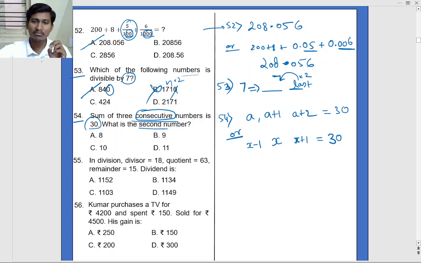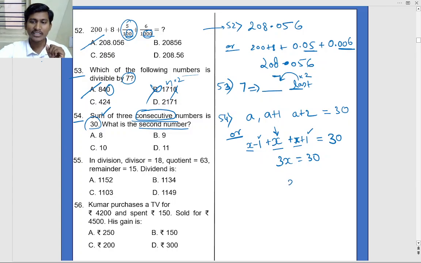They are asking for the second number, which means the middle number. Sum means we have to add. Here we have minus 1 and plus 1, which makes 0. That is why it is easy. So there will be 3 x's, and 3x is equal to 30. So x is the middle number we need.